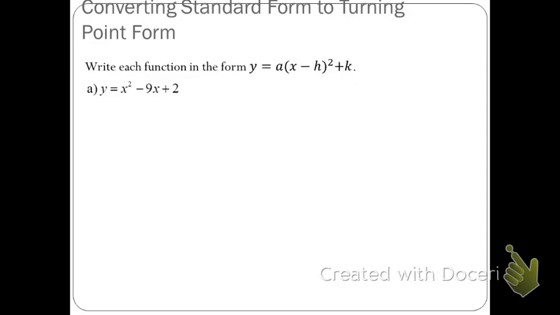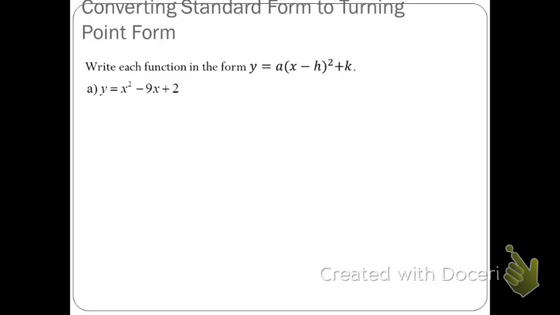Alright, so in order to be able to change this equation into turning point form, we've got to be able to figure out a couple of things. We've got to be able to figure out what the values of a, h, and k are. Now the value of a is very easy to find, and the value of h and k, turns out we're going to use completing the square to be able to find out what those values are.